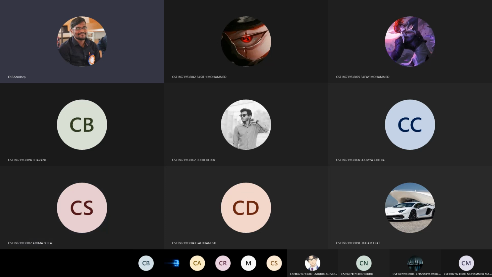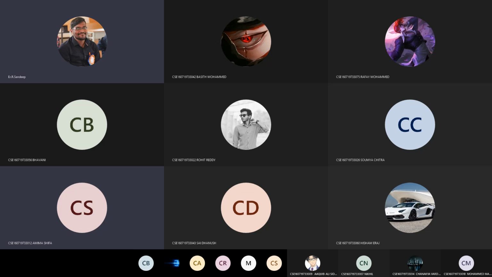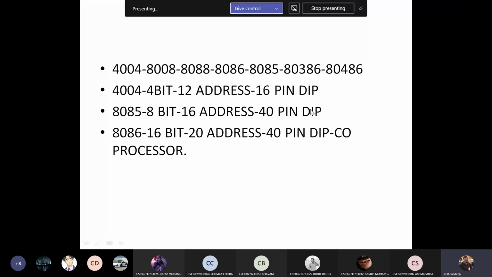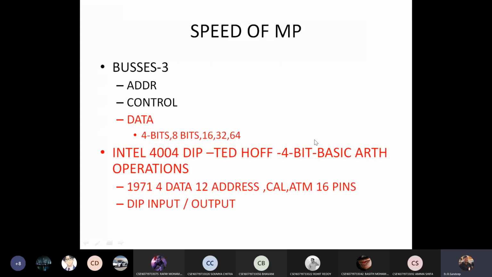Next we have various microprocessors in the same way. After the 4004 microprocessor, the next version released is the 8008 microprocessor. Sir, your screen is not being shared right now. Yeah. Hope it is shared now.